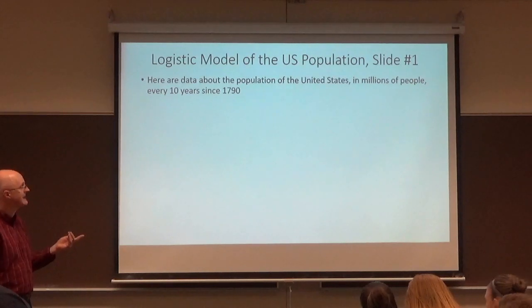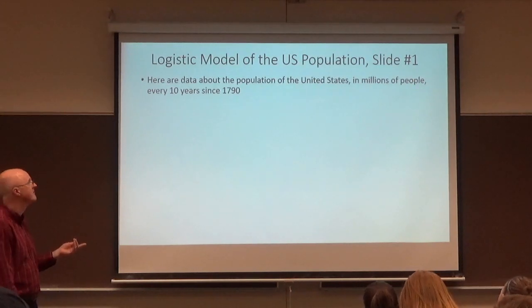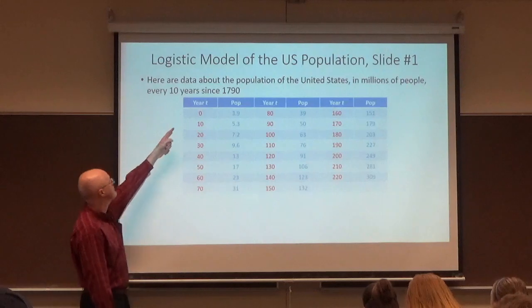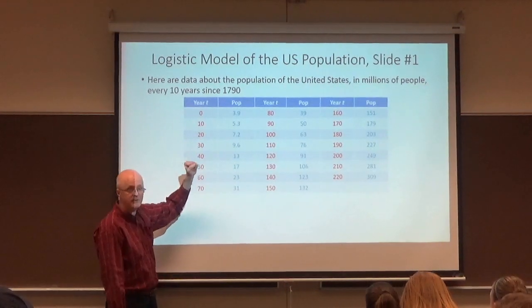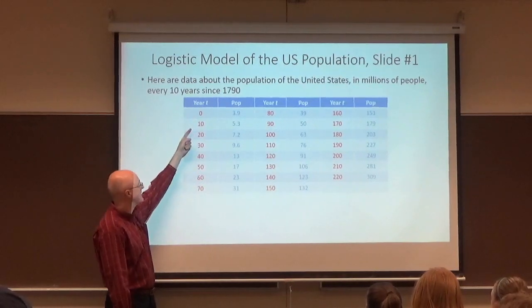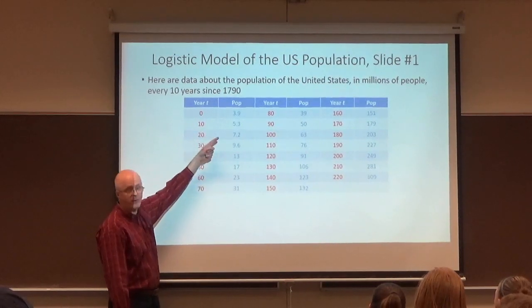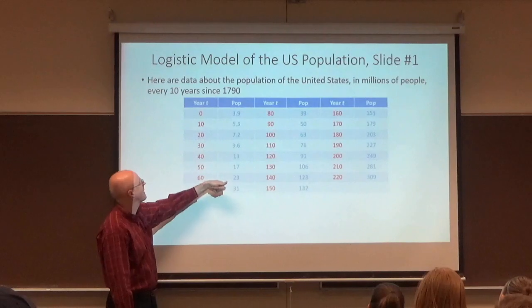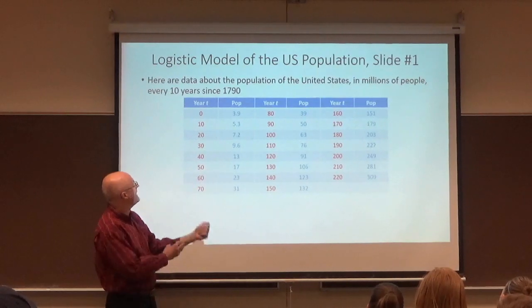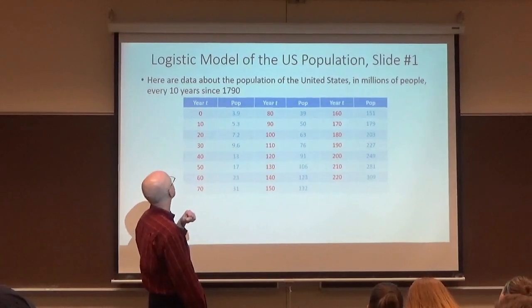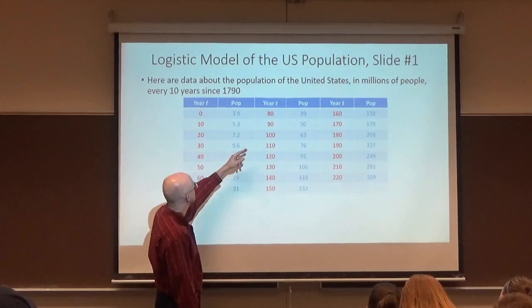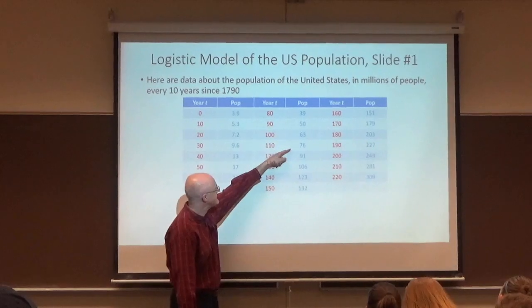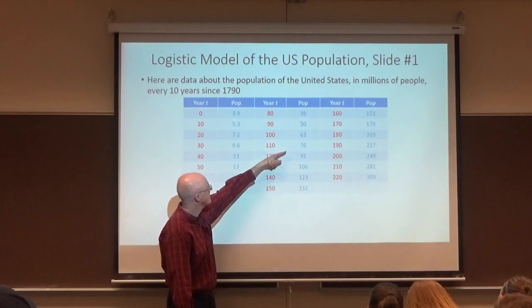And in 1790, that was when the first census was done. So that's year 0, so this is 1790. The population of the US was 3.9 million people. 10 years later, in 1800, it was 5.3 million people. And it goes up. 1900 would be 110 years after 1790. This is the year 1900, 76 million.